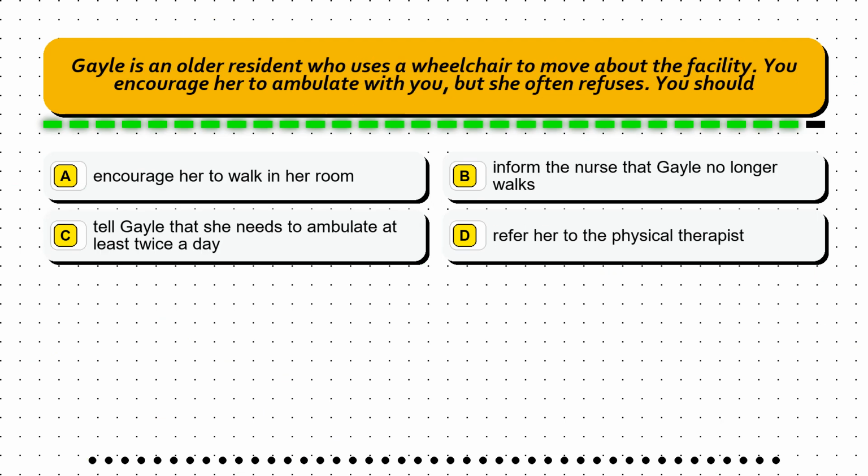Question 11. Gail is an older resident who uses a wheelchair to move about the facility. You encourage her to ambulate with you, but she often refuses. You should: Option A. Encourage her to walk in her room. Option B. Inform the nurse that Gail no longer walks. Option C. Tell Gail that she needs to ambulate at least twice a day. Option D. Refer her to the physical therapist.